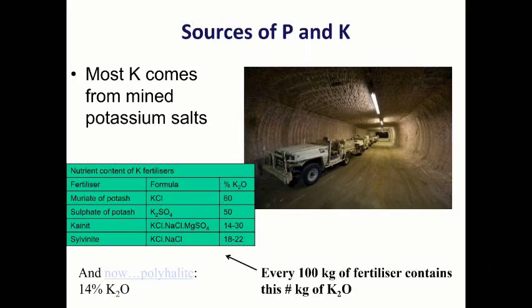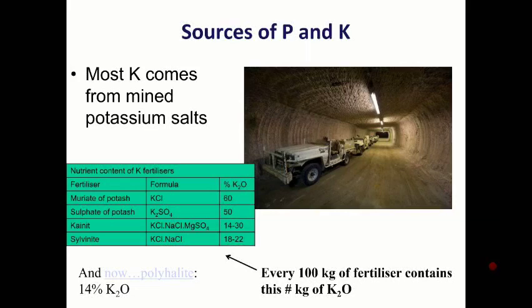So that's KCl, muriate of potash, one of the most common potash sources that we use in agriculture, 60% K2O. Sulfate of potash is another one, and then some other less common minerals, kainite and sylvanite. And now, polyhalite I have there as well. And I think that's a live link. You might want to take a look.